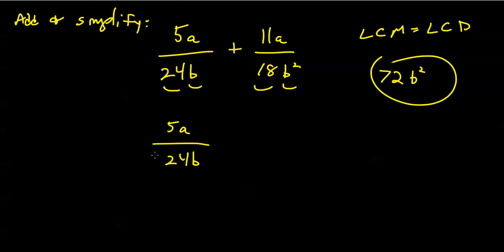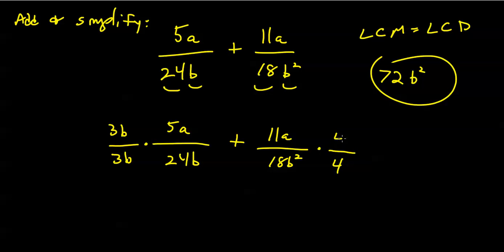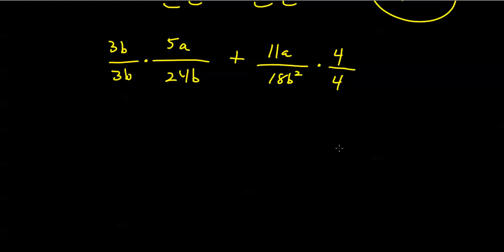Well, clearly I'm going to make some adjustments here. This first rational expression, if I multiply top and bottom by 1 in the form of 3b over 3b, I will then get an equivalent expression with a denominator of 72b squared, and that's what I'm looking for. On the second rational expression, I got 11a over 18b squared. I'm going to multiply top and bottom. Well, I don't really have to add a factor of b here. All I need to do is multiply by 4, top and bottom, by 1 in the form of 4 over 4. And then complete that multiplication.